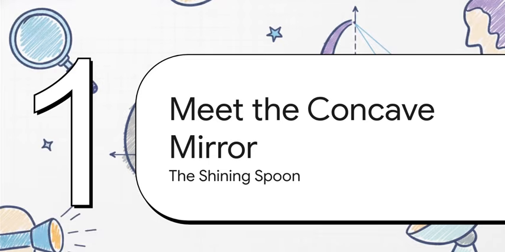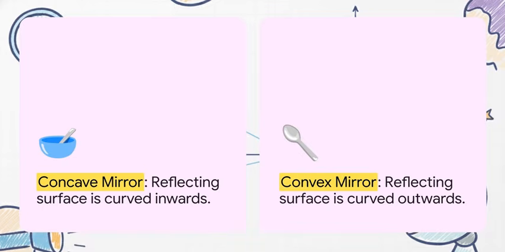Section 2. Meet the concave mirror, the shining spoon. Now, you definitely don't need fancy lab equipment to study spherical mirrors for your science class. Honestly, a shiny metal spoon works perfectly to illustrate the two main types. See, a spherical mirror is really just a cutout of a reflective sphere. If that reflecting surface curves inward, like the bowl of the spoon where your soup goes, that's a concave mirror. Think of it like a little cave the light goes into.